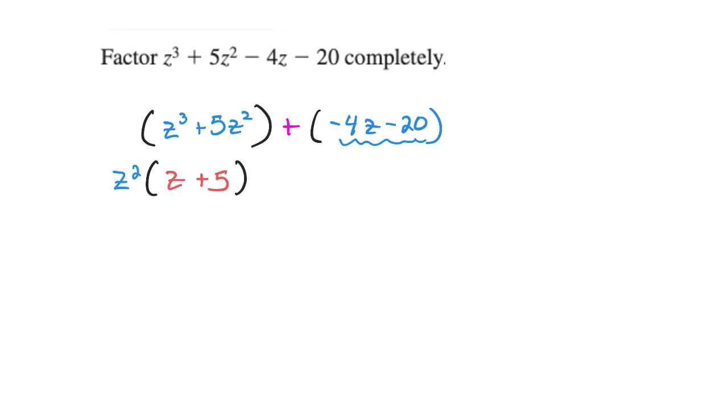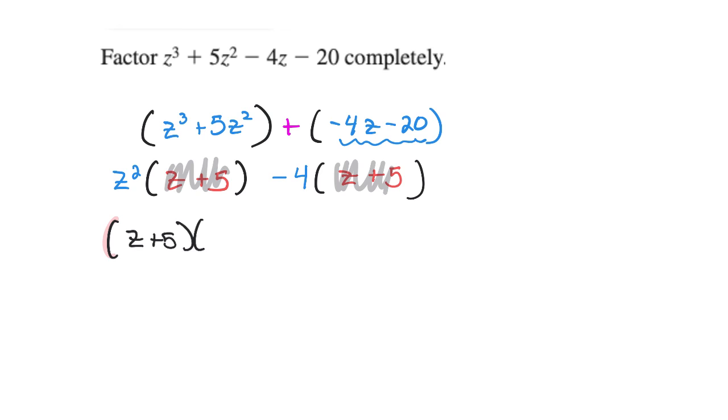When I GCF these two, I can see I could take out a 4, but I'm going to take out a negative 4, because when I take out the negative 4, I end up with a z plus 5, exactly what I need so that I have these common factors. And that's the common factor I yank out now. So I pull out this z plus 5, and I'm left with, in blue, the z squared minus 4.